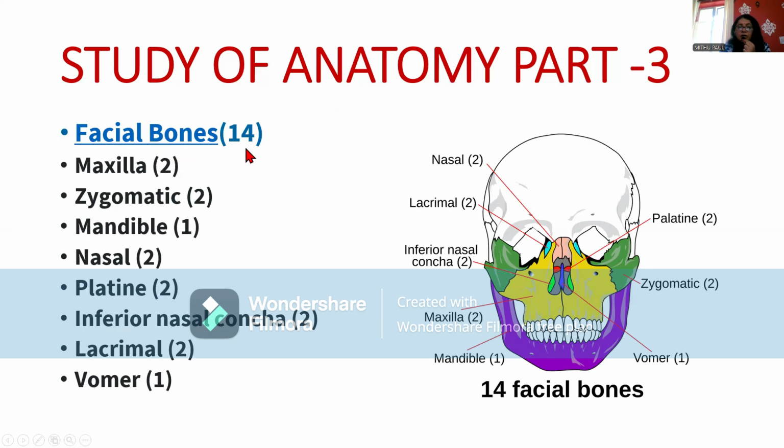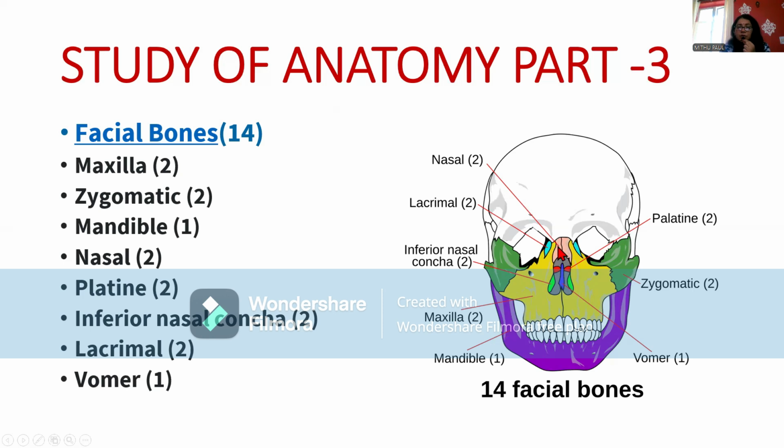These are the total 14 facial bones, of which 2 are maxilla, highlighted in yellow. Connected to the maxilla, these are the 2 zygomatic bones. They are forming the malar prominence over your cheek. So that prominence is named as zygoma, and from there the name is zygomatic. We have a single bone forming the lower jaw, the mandible.